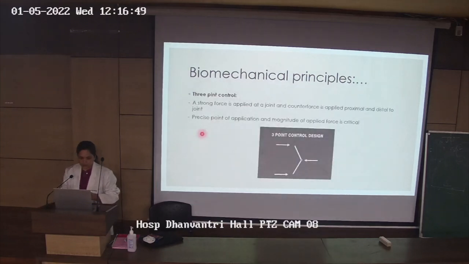First, we'll discuss the 3-point control principle. In it, a strong force is applied at a point and counter forces are applied proximal and distal to the joint. So in this picture you can see this force is at the joint. Let's suppose this force is at the elbow joint, and these two are the counter forces, one at the head of the humerus and the other at the radial end. The precise point of application and magnitude of the applied force is critical. That's why we always have to consider the appropriate points of application of the forces.